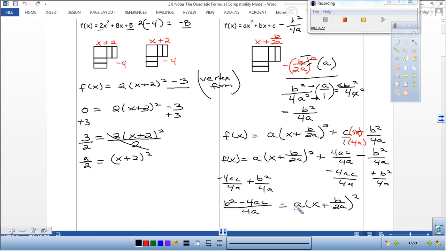The a, though, is where that 2 was, so I'm going to divide both sides by a. Okay, when I divide a fraction by another number, it just goes on the bottom. So I'm going to get b squared minus 4ac all over 4a, and then there's another a, so it's 4a squared. And it equals the x plus b over 2a squared.